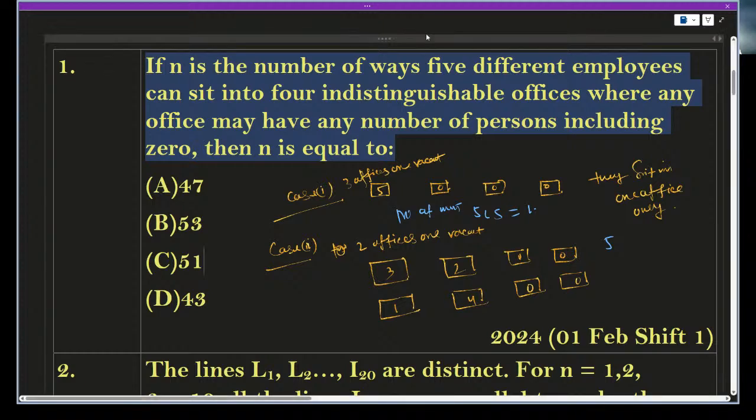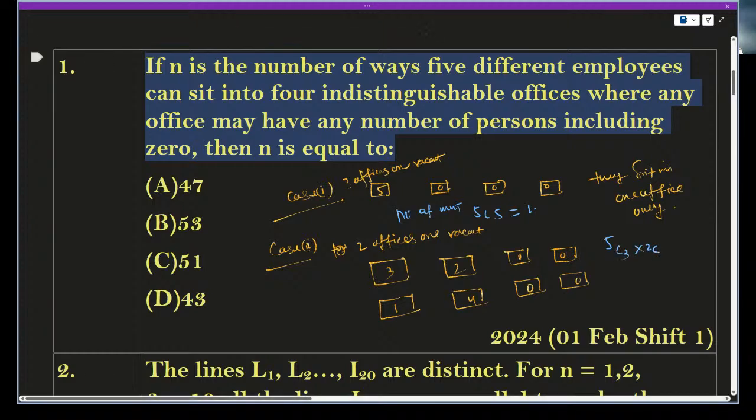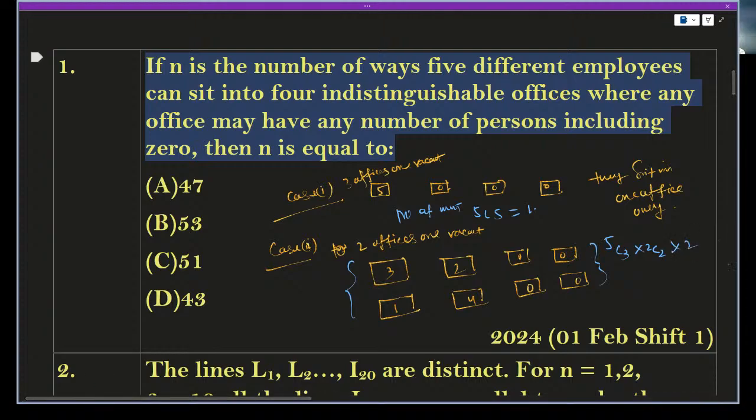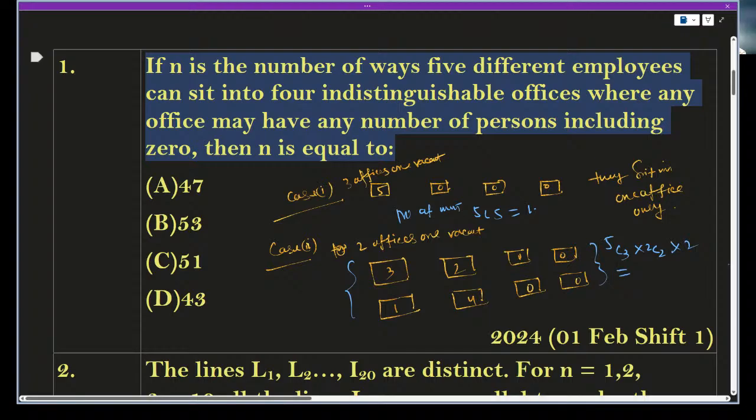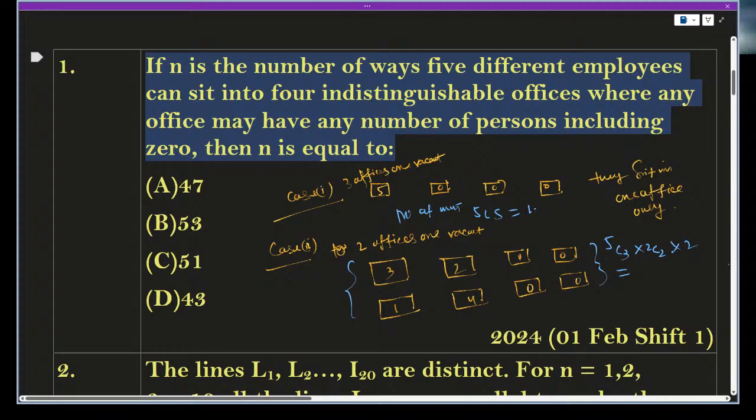5C3, this is 5C3 times 2C2. And how many cases? Two cases are there. Agree? So how many cases will there be here? Just count. 5C3 is 10, so 20. Agree with me? I hope you have understood.